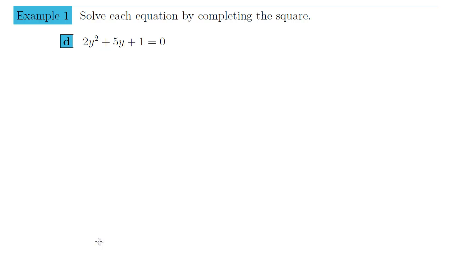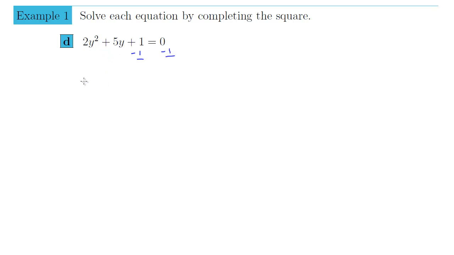This brings us to our last example. Example 1D. Solve the quadratic equation by completing the square: 2y squared plus 5y plus 1 equals 0. As before, we begin by isolating our two terms that include the variable. That is, we want to put 2y squared and 5y alone on the left and move the 1 to the right side. To do this, we need to subtract 1 from both sides.